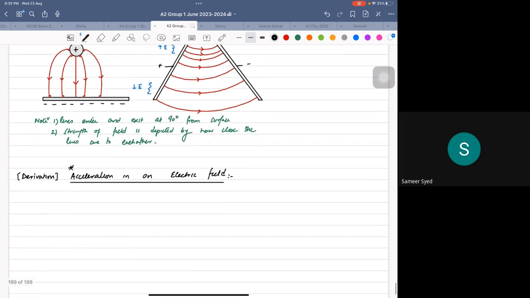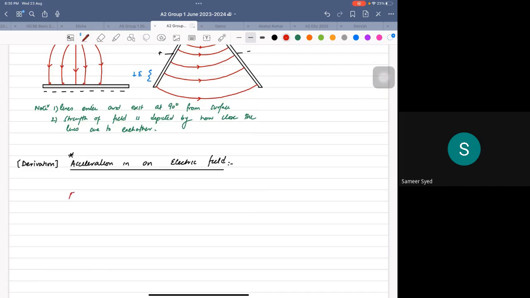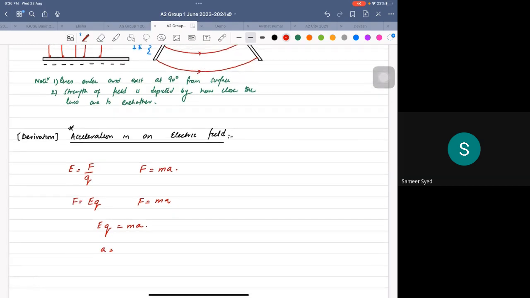Now, we've just learned that electric field strength is given by force per unit charge. We also know that force itself is equal to ma. It's pretty simple. We can write F equals E times Q and F equals ma. Because the two forces will be equal, we can put them together as EQ equals ma. And then a will be equal to EQ over m, and that is the derivation of acceleration in an electric field, like that.